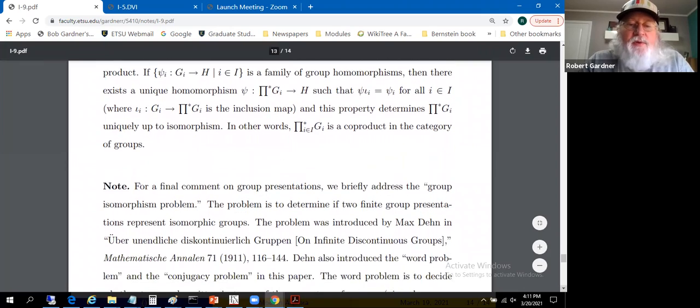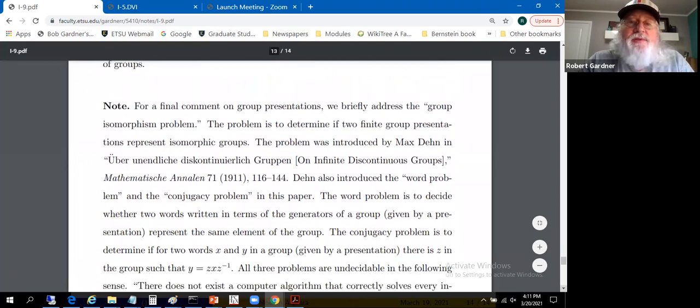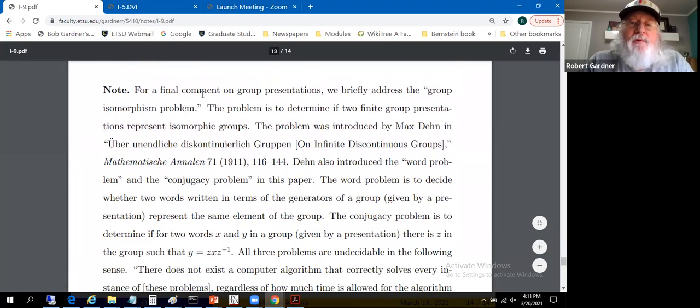And that's it for the material. I do want to make a handful of comments. For a final comment on group presentations, let's briefly address what's called the group isomorphism problem.